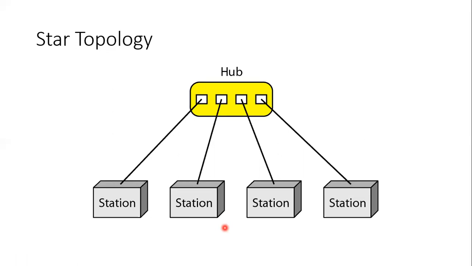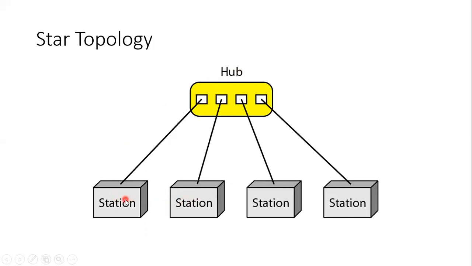The second one is star topology. Here, each device has a dedicated point-to-point link only to a central controller. So this central controller is called hub. These devices are not directly linked to one another. That is, station 1 is not connected to station 2.